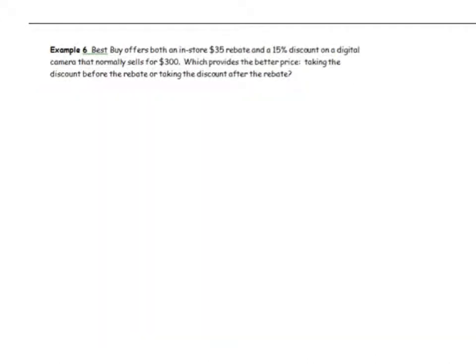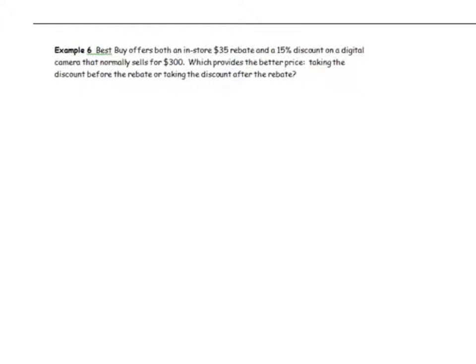So there are all kinds of story problems, all kinds of real-life applications where composition functions are used, but none more than when you're taking discounts on items. Everything from cars to fabric to anything. So here's one that says Best Buy offers both an in-store $35 rebate and a 15% discount on a digital camera that normally sells for $300. Which provides the better price? Taking the discount before the rebate or taking the discount after the rebate?